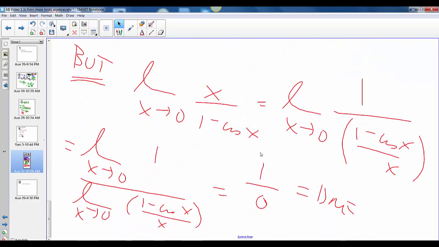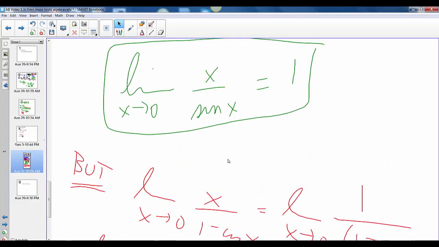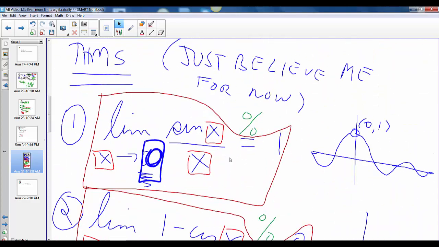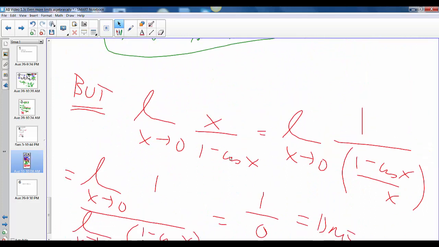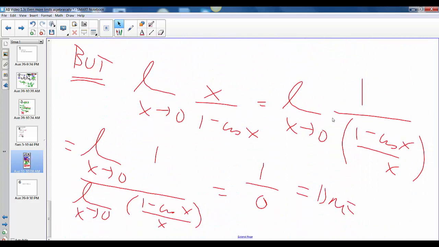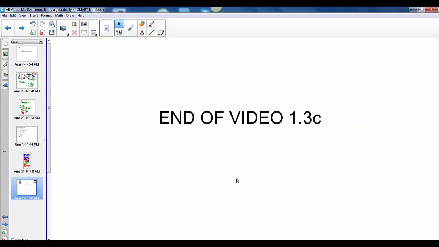However, if I, instead of 1 minus cos x over x, which is what I had up here, notice here that's 1 minus cos x over x, if I flip that, I actually get does not exist, because this fraction is 1 over the reciprocal of itself. And the problem is that this limit is 1, this limit is 0, as we agreed visually, and therefore I would get does not exist. And that's the end of video 1.3c.